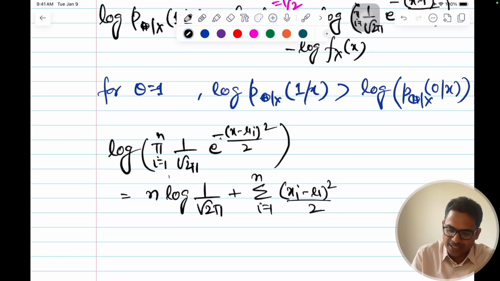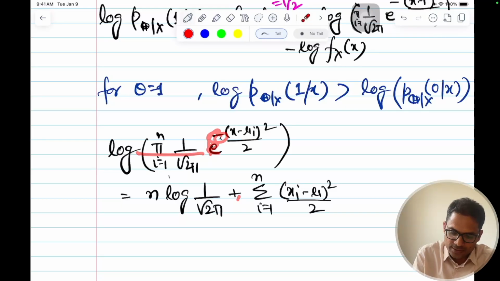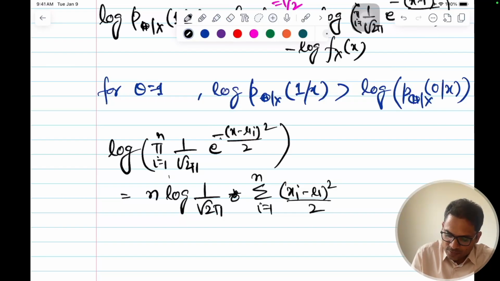Because of this, the minus will come here. This minus is there, right? This will cancel out only e. This minus will come as it is. So this will become e, and this will become minus here. I hope this is clear, how I have taken log of this.